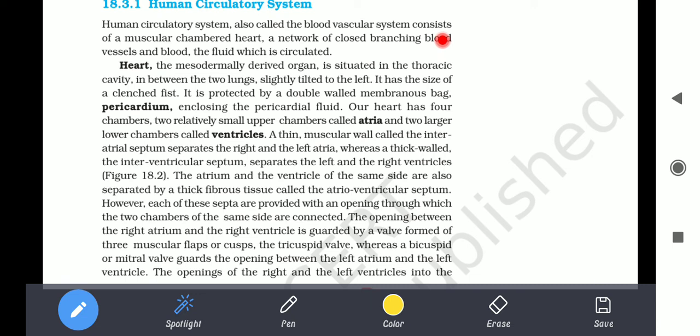Everyone, so we are going to start off with the human circulatory system. So let's get into the video. Human circulatory system.